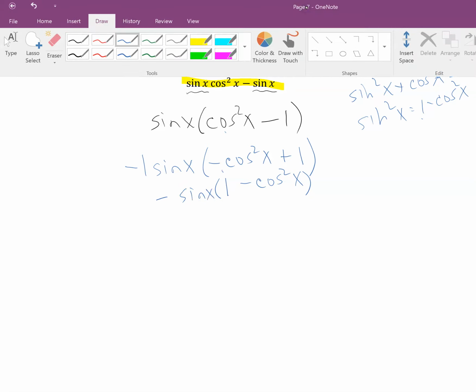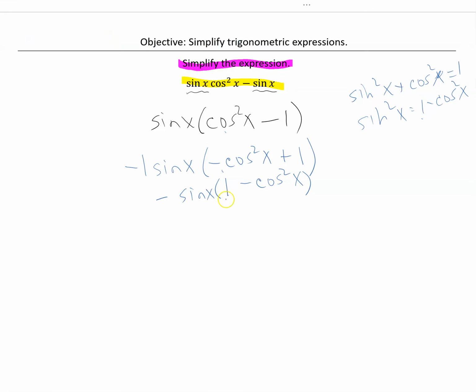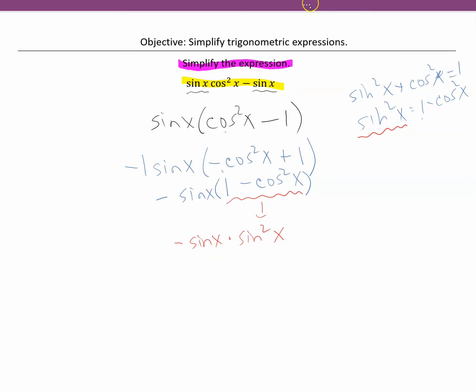And now I can use this Pythagorean identity, and for 1 minus cosine squared x, I can substitute what it's equal to, which is sine squared x. So this becomes sine squared x times this negative sine of x. Now, one of the other things is that when we're multiplying trig functions together like this, it's just like multiplying powers of a variable or a number.